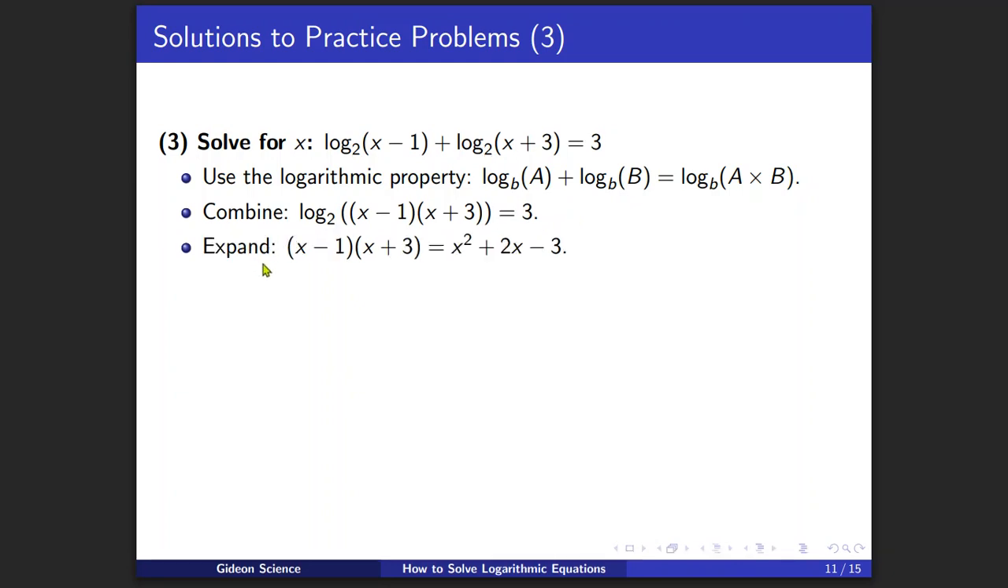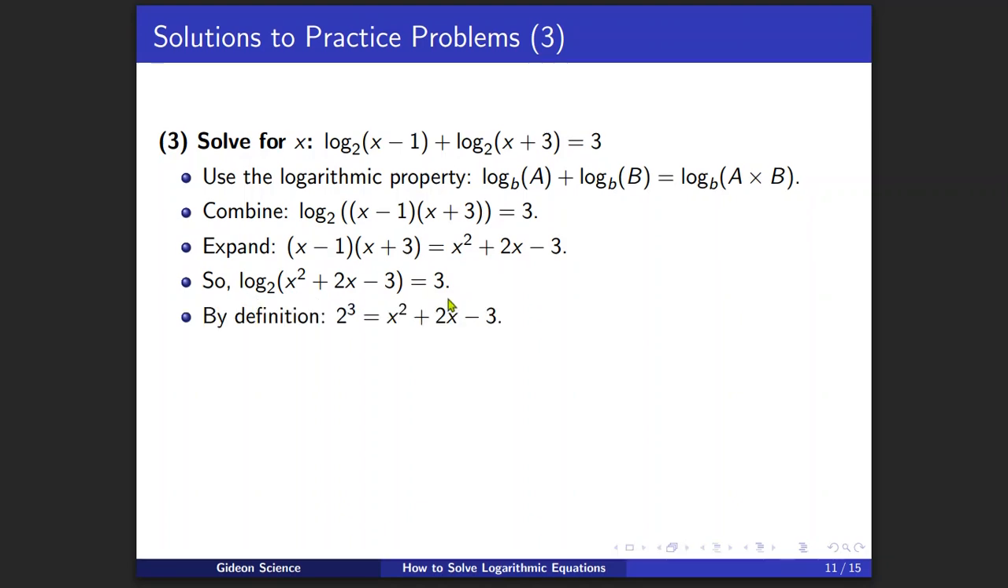Next, we expand. So if we expand what you have inside here, this is what you will have. Opening the brackets, we have x squared plus 2x minus 3. So log of x squared plus 2x minus 3 base 2 equals 3.